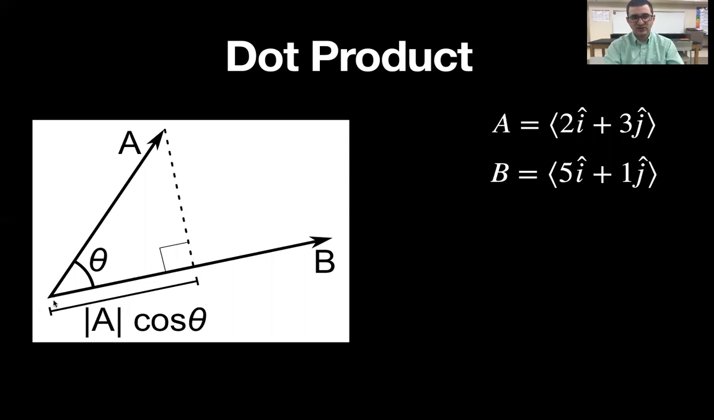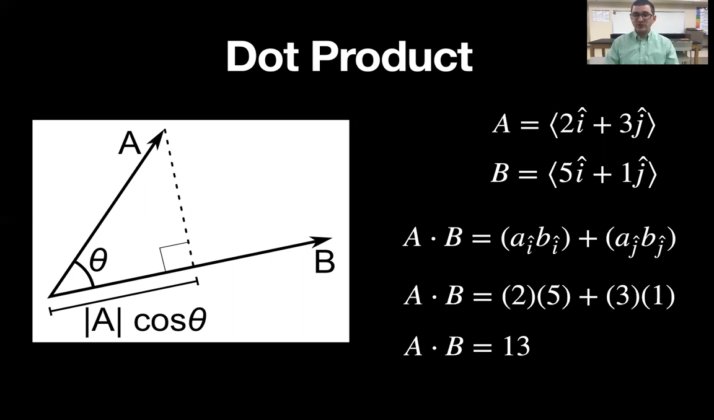Let's say this A looks to be 2 to the right and then 3 up, and the B is 5 to the right and then 1 up. So we're going to take the two parts that are to the right and multiply them by each other, A in the i direction and B in the i direction. Then the two parts that are in the vertical direction and multiply them by each other. And then we're going to add those two together. So in this situation, it's going to be 2 times 5, because those are both of the horizontal components, plus 3 times 1. And that's going to give us A dot B is 13, which again is the projection of A onto B.